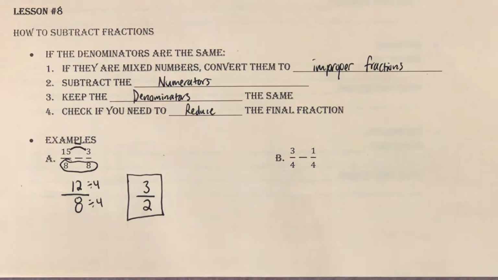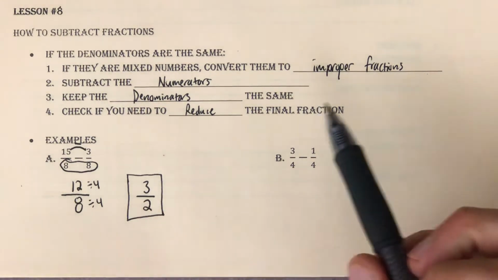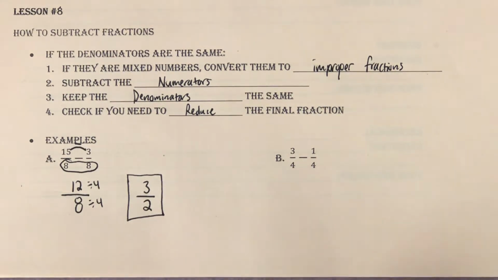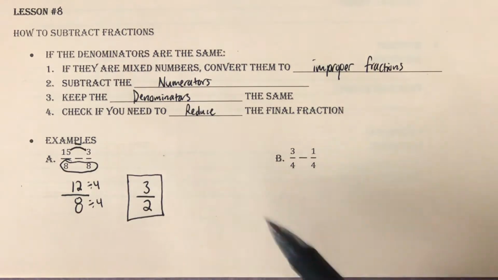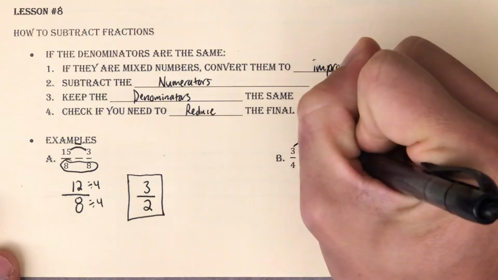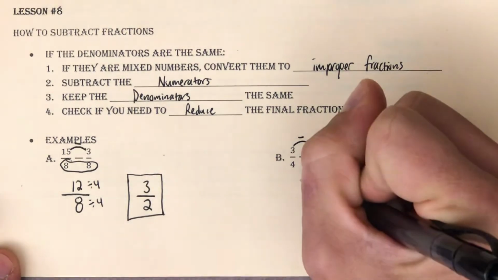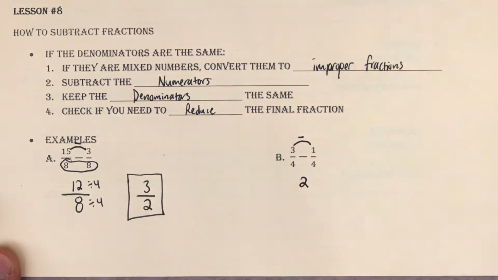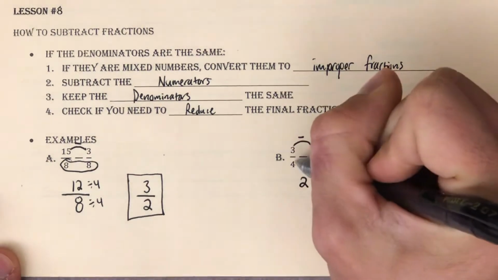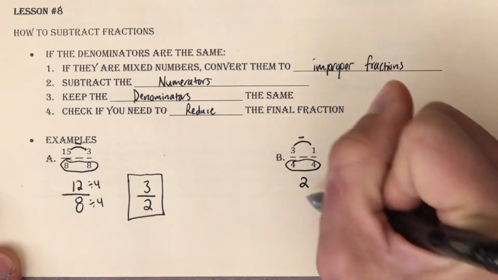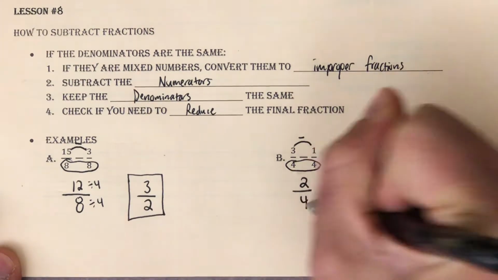All right, so let's try example B. First things, do I have same denominators? Yes, I do. Do I have any mixed numbers? No, I don't. So I can go on to the second step, which is subtract the numerators. So 3 minus 1. Well, 3 minus 1 is 2. And then we're going to keep the denominators the same since they were the same to begin with. So the denominator is 4.